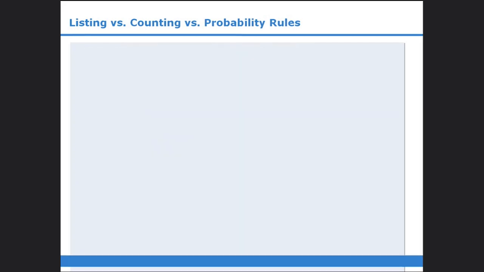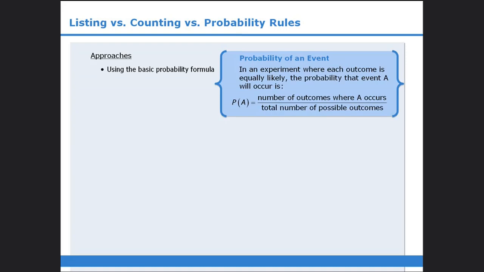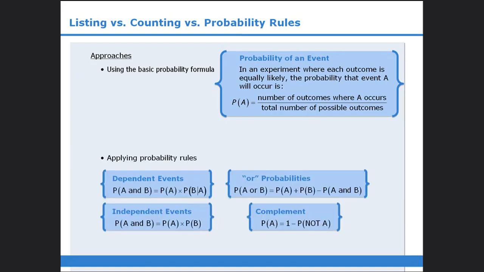In this lesson, we examine 2 primary approaches for tackling probability questions. They are using the basic probability formula and applying probability rules. If you use the basic probability formula, you must determine the number of outcomes. To do this, you can either list the outcomes or you can apply basic counting techniques.